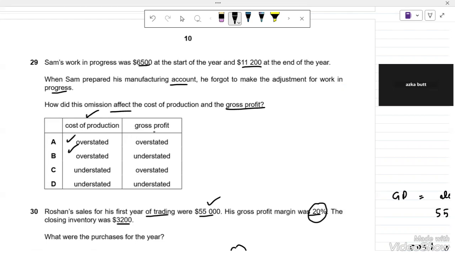And if we talk about the gross profit, since the cost of production is overstated, the overall cost of goods sold is also higher than it should be. A higher cost of goods sold leads to a lower gross profit, or you can say an understated gross profit. So your gross profit would be understated. So B option is the right option basically.